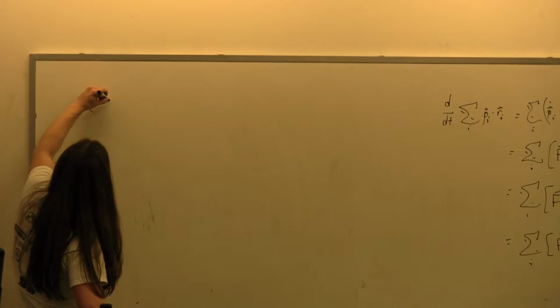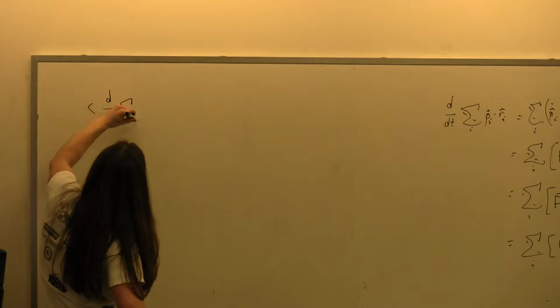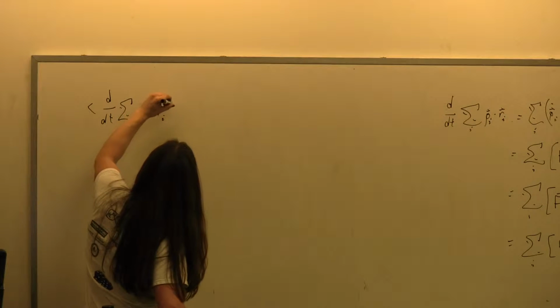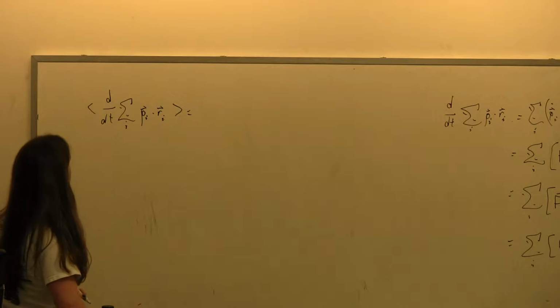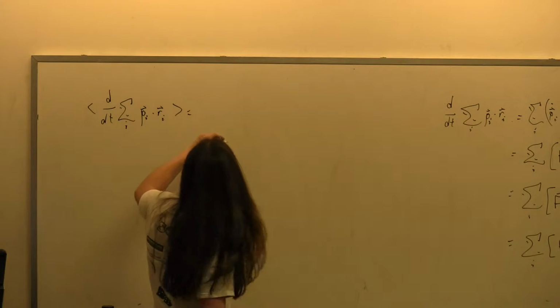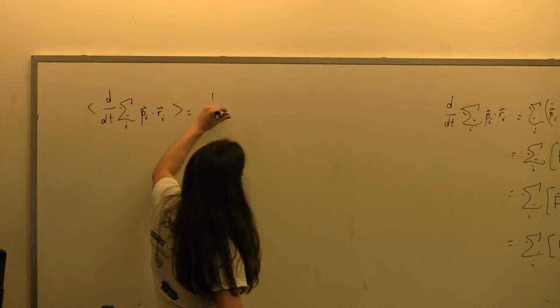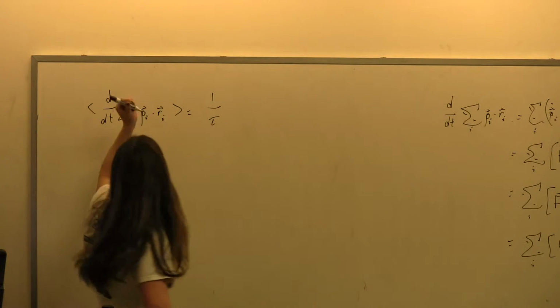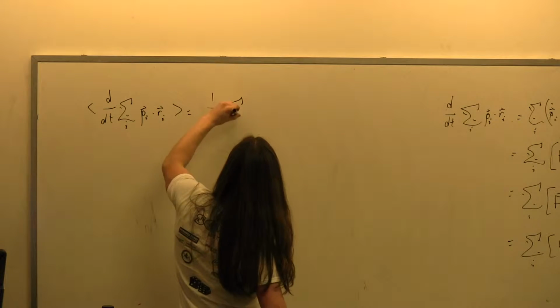So we want the average of p dot r. And so that by definition is going to be 1 over, we'll just name this interval of time that we're going to integrate over to be tau. It's just going to be our integrated variable.